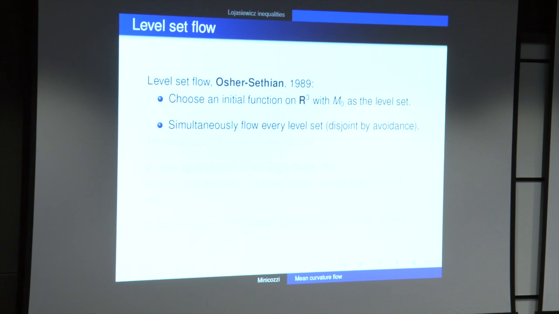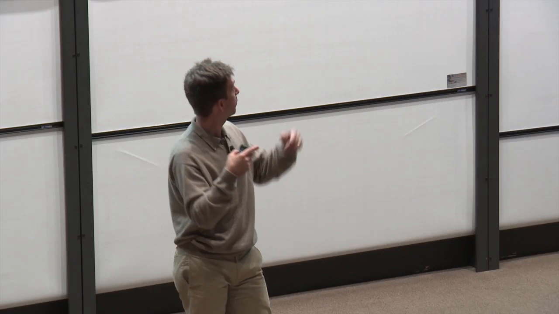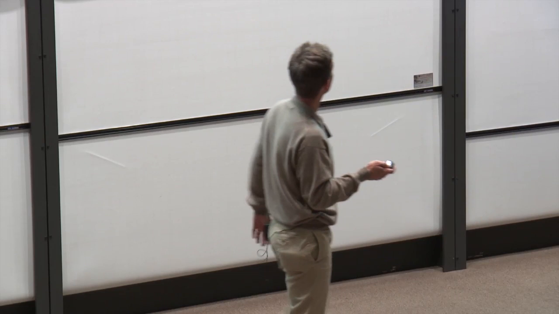So miraculously, this can be implemented. But the first question I wonder is, why would it make sense? Well, if I run this flow and I say that all the level sets flow simultaneously, why will they remain level sets? If you take two different level sets of a function, of course they don't touch. So here, implicitly we're using, in order to make sense of this, that if you take two disjoint hypersurfaces and you flow them both, then in the future they won't touch. That's exactly the avoidance principle. So that's why there's a chance that this may succeed.